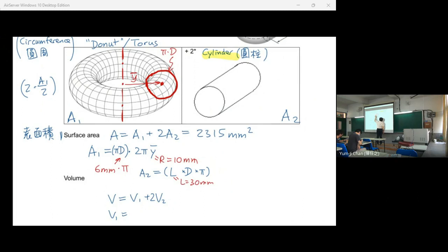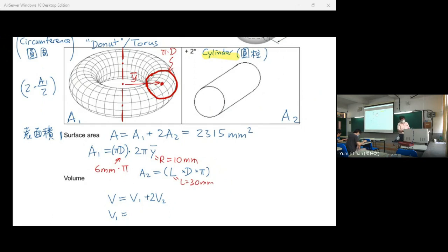So it is the area of this circle times the distance traveled by the centroid. So from an area, we rotate by one motion, we can get a volume. So we get the area here, and then we multiply the area by the distance traveled by the centroid. And for the cylinder, you know how to calculate the volume of a cylinder, right?